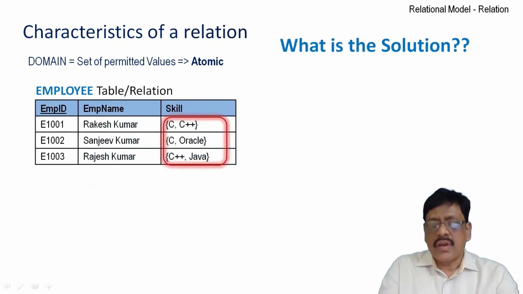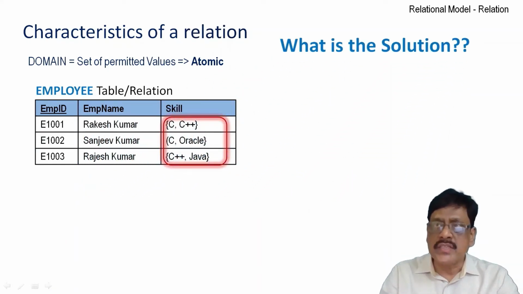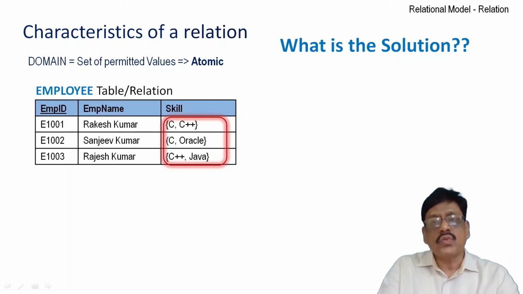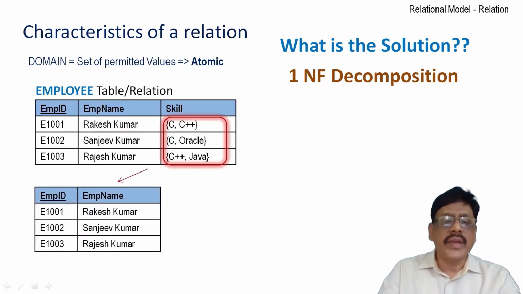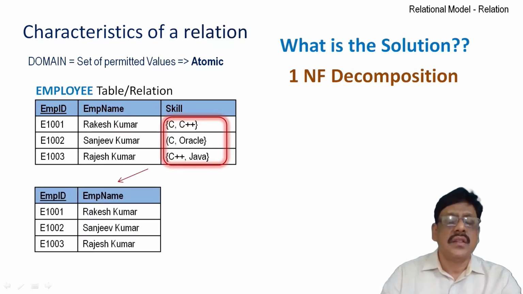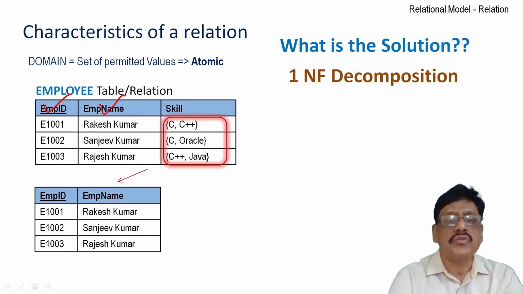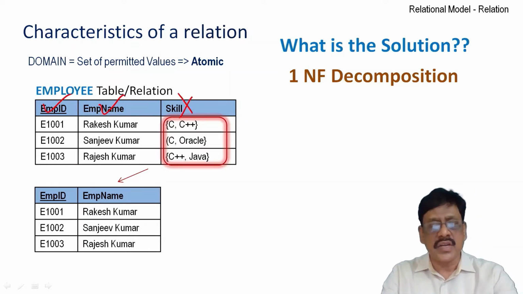Because our requirement is that the intersection of each row and each column should be atomic. In that case, what do we have to do? We have to go for a 1NF decomposition. That is called first normal form decomposition, which we'll learn during the normalization chapter. But look at how we decompose this one. We can create two tables in this case. The first table consists of all the attributes excluding the multi-valued attribute, that is skill.